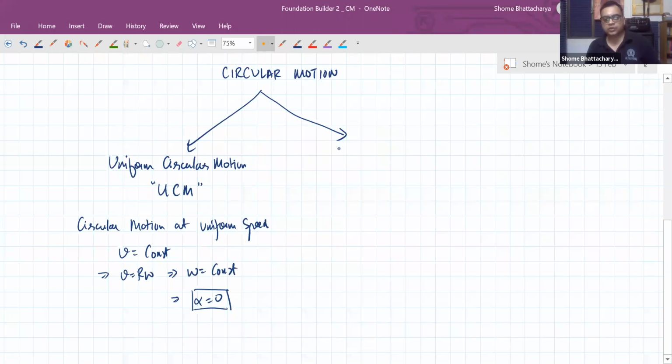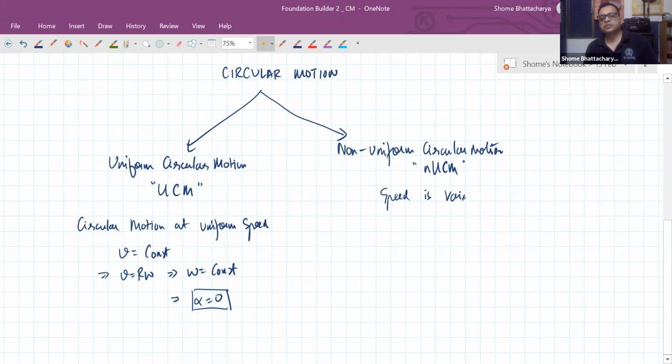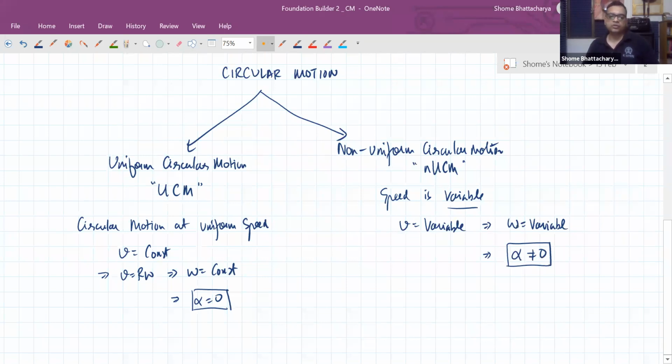Whereas the other type of circular motion is non-uniform circular motion, which we can write like this. This means the speed is variable, it is not uniform. So v is variable would imply that omega is also variable, because v is proportional to omega. That would imply that alpha is not equal to 0. So when the circular motion has non-zero angular acceleration, we call it non-uniform circular motion. When it has zero angular acceleration, we call it uniform circular motion.